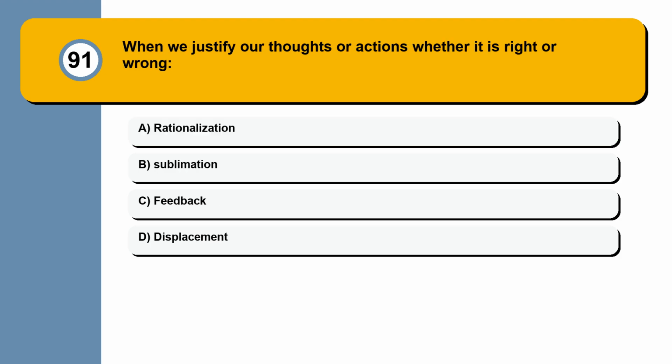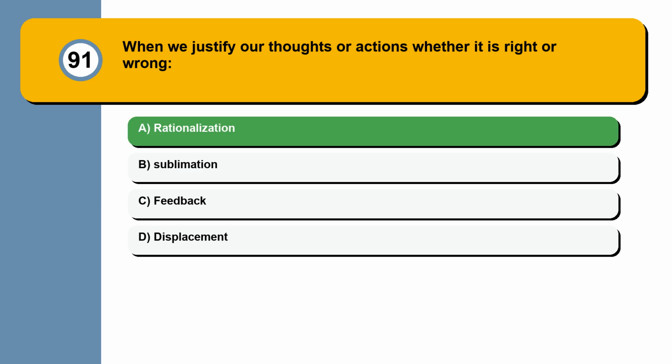Question 91. When we justify our thoughts or actions, whether it is right or wrong. Here are your options. Option A, rationalization. Option B, sublimation. Option C, feedback. Option D, displacement. The correct answer is option A, rationalization.